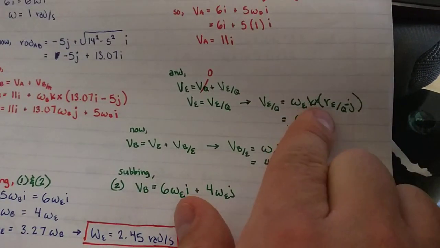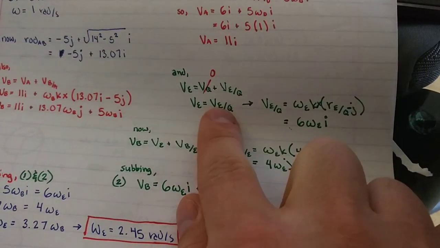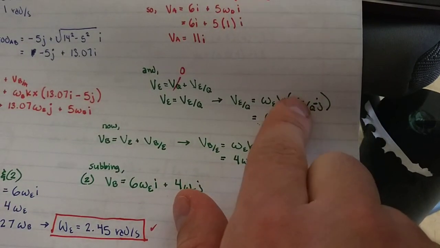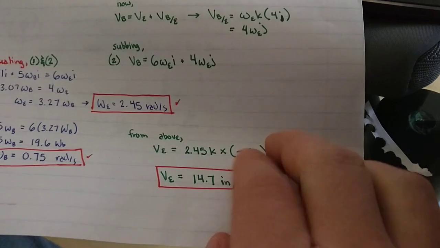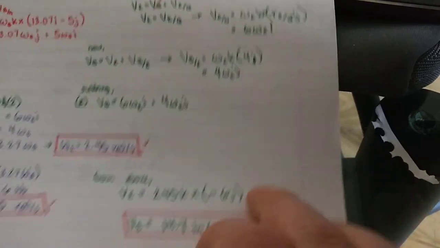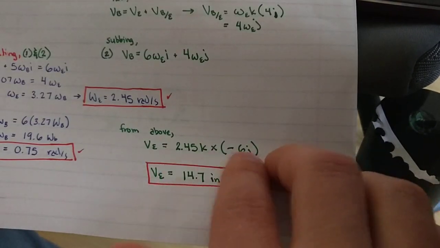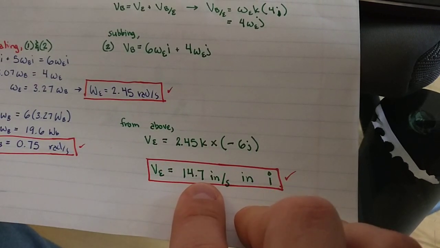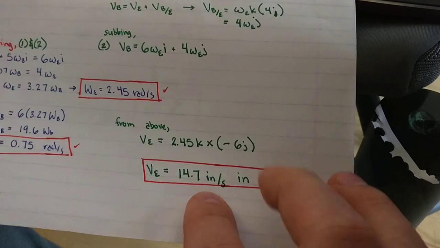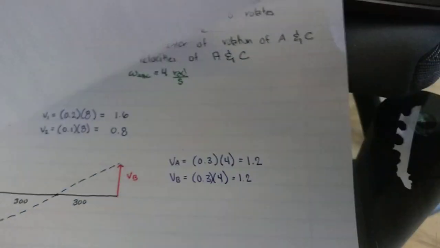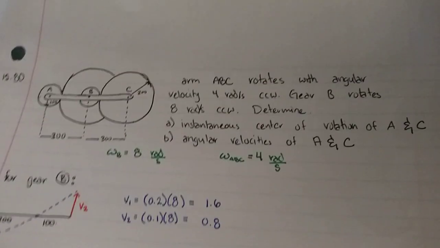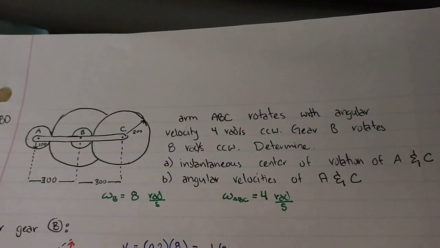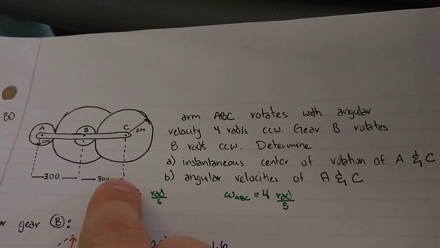So the velocity at point E, if we go from above up here, let's see, where do we write it down? We'll do it right here. So the velocity at point E is going to be E to Q, and that's going to be this negative term here for the radius, or 6 omega E I. So we cross that, and we're going to have 14.7 inches per second in the I direction. Okay. 15.8.